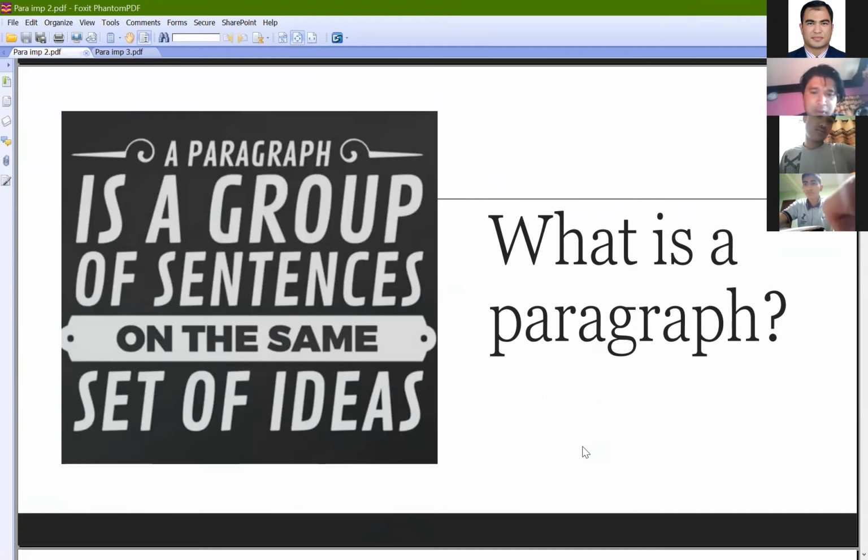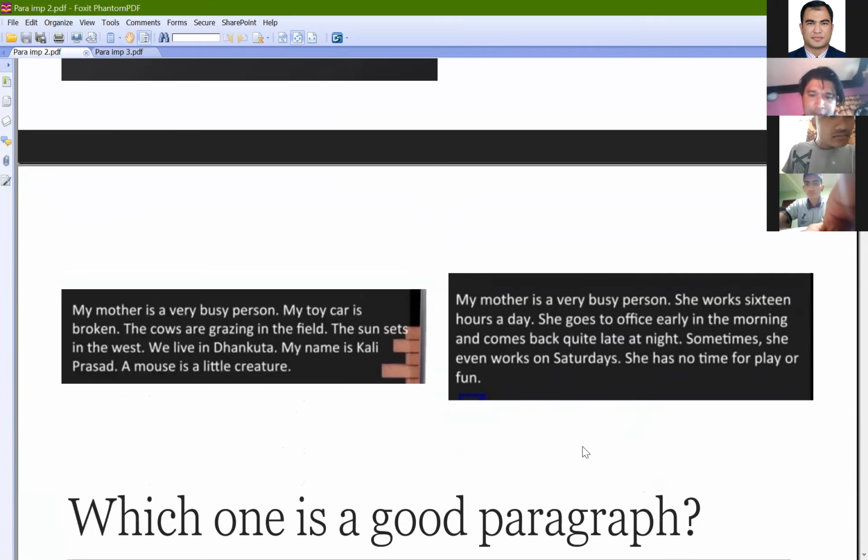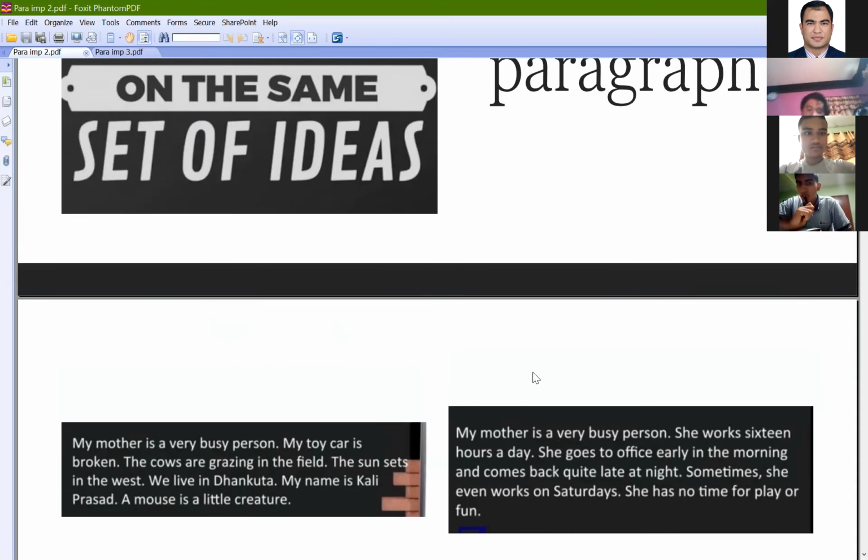So we don't need to know what a paragraph is. Now look at these two examples. My mother is a very busy person. My toy car is broken. The cows are grazing in the field. The sun sets in the west. We live in Dhankuta. My name is Kali Prasad. A mouse is a little creature. So this is set one, example one. On the right hand side, we have example two. Most of the time, the students come up with sentences like in example one and not in example two. So first of all, what you need to do is, let me open a Word file.